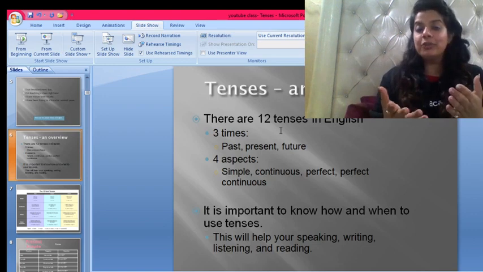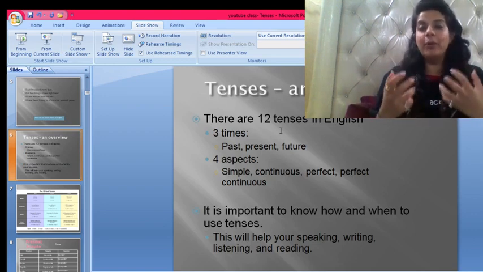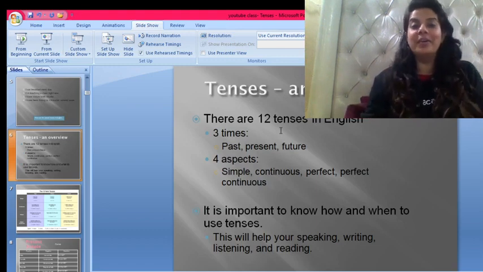And as some of you have asked me how to improve grammar, tenses is one very important aspect of improving your grammatical skills.